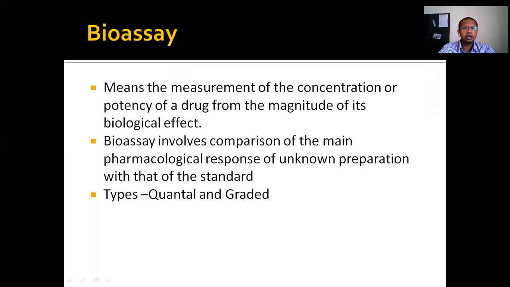So here, bioassay involves comparison of the main pharmacological responses of unknown preparations with that of standard. We have two types of responses: basic responses. We have many other types also, but the basic responses we are dealing with today will be quantal and graded dose responses.